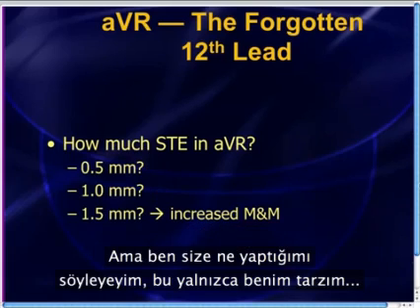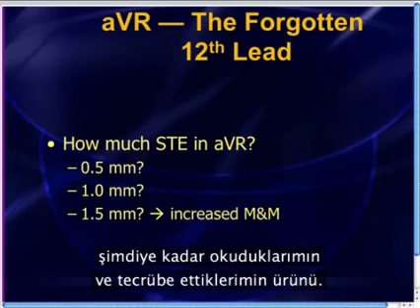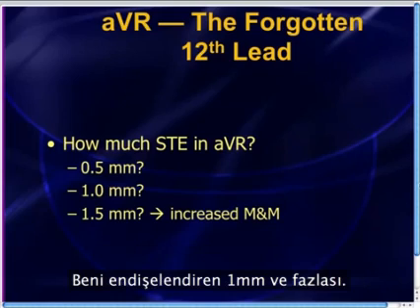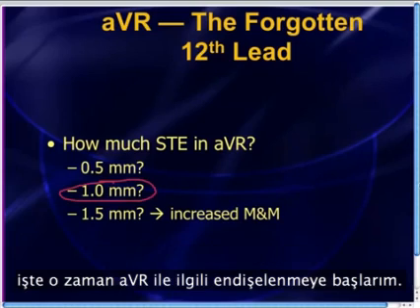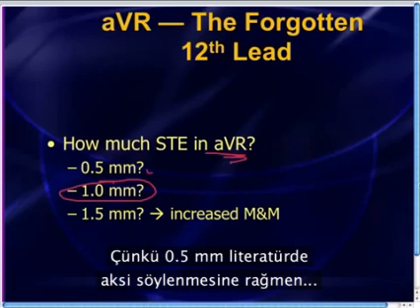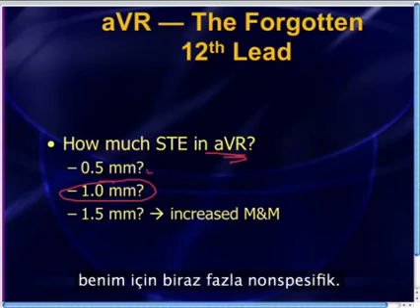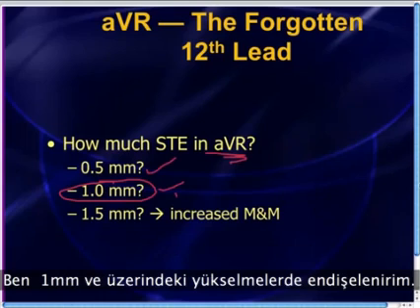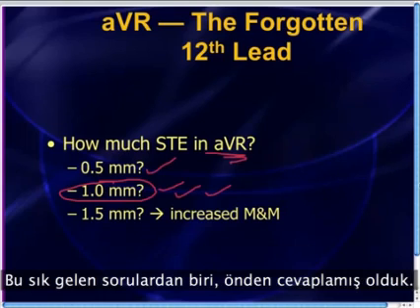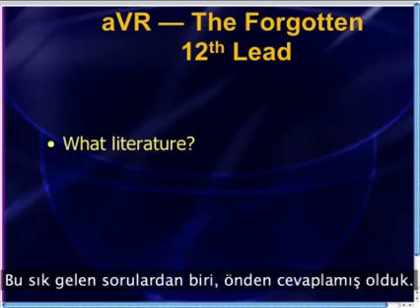But I'm going to tell you what I do, and this is just my personal practice based on a combination of what I've read and what I've seen in practice: what I worry about is 1 millimeter or more. All right. So when somebody's got ST elevation in aVR of at least 1 millimeter, then that's when I really start worrying, because 0.5 millimeter, despite what some of the literature says, is a bit too non-specific for me. So this is just my personal practice, I worry when they're at 1 millimeter of elevation or more. All right. So that's one question that comes up. I figured we'll just answer that question right up front.